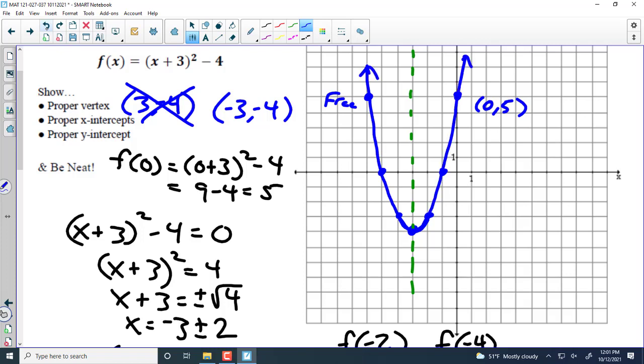And make sure you have arrows to show it keeps going. All right, does that look okay to everyone? Once again, it's not about seeing the answer, it's about knowing how I got the answer. Everyone can see the answer later.